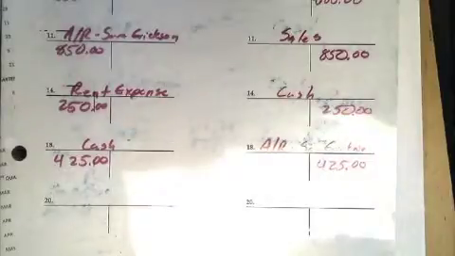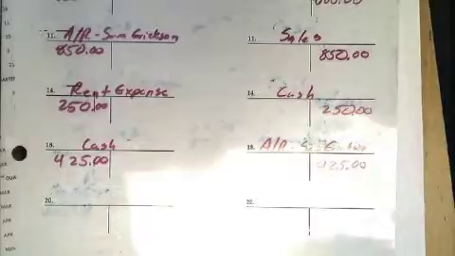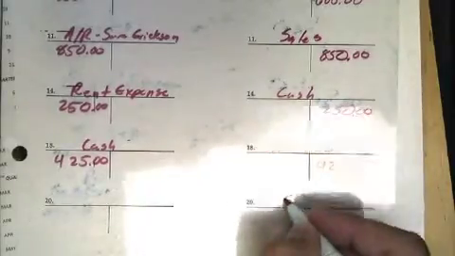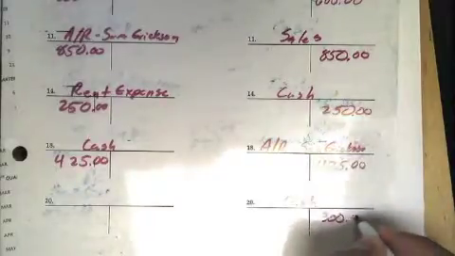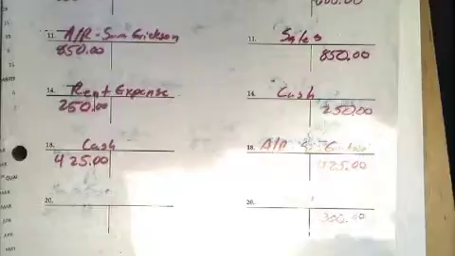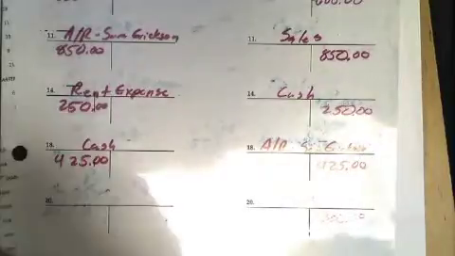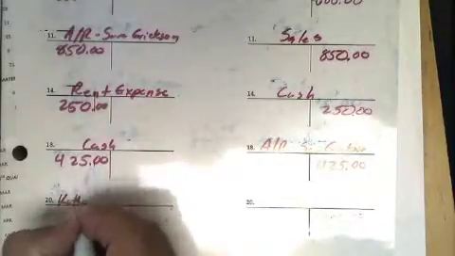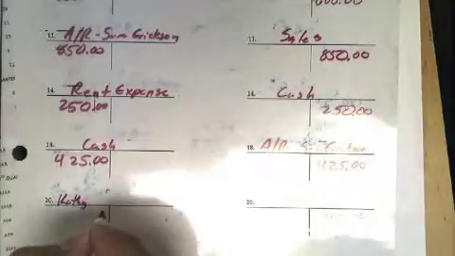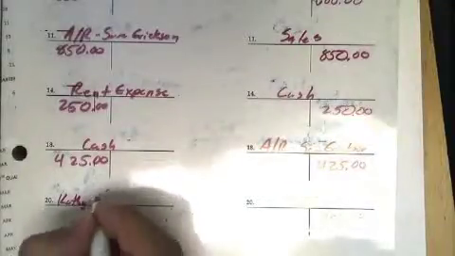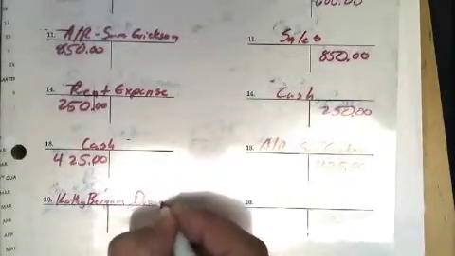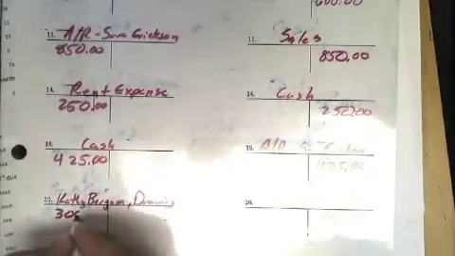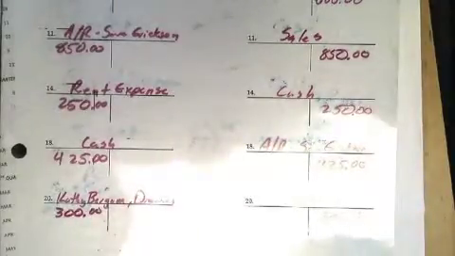Easy, you know? Paid cash to the owner for personal use. Cash is decreasing, so cash is going to go over here. $300. And then if you go back, whenever they take money out, it's called drawing. So it's Kathy Bergam, drawing, $300. Okay.